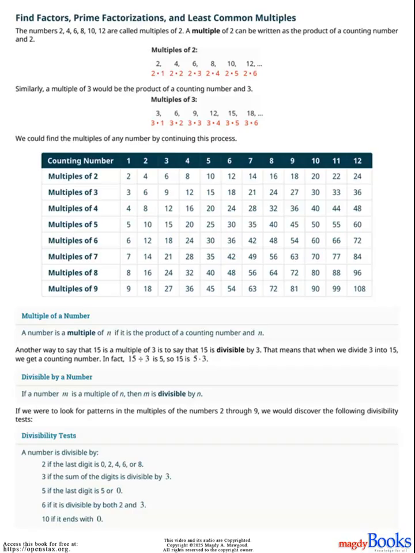A number is divisible by 2 if the last digit is 0, 2, 4, 6, or 8. 3 if the sum of the digits is divisible by 3. 5 if the last digit is 5 or 0. 6 if it is divisible by both 2 and 3. 10 if it ends with 0.